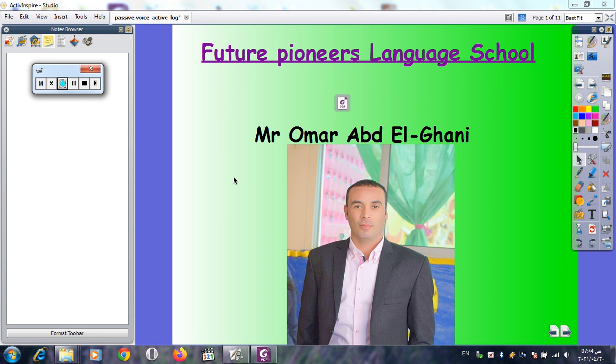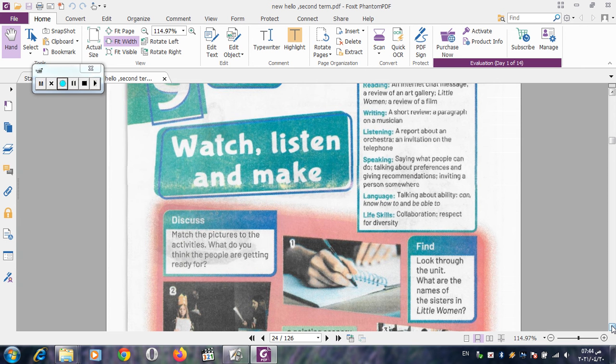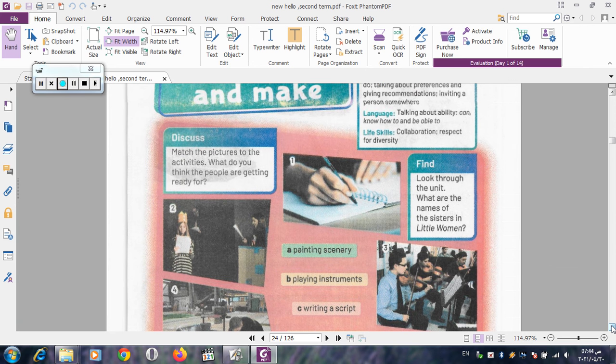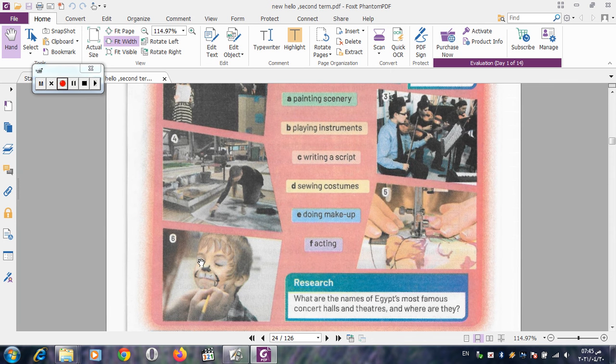Today, we are going to explain Unit 9 in Hello. So, I'd like you to open your books, page 22. The title of the unit is Watch, Listen, and Make. If you look at the first page, we have six pictures. This is number one, this is two, we have here number three, four, and also five and six.